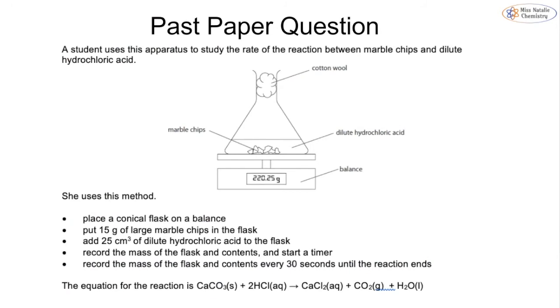So let's have a look at a past paper question for this. A student uses this particular apparatus to study the rate of reaction between marble chips and dilute hydrochloric acid. She uses the method where she puts a conical flask on the balance, adds 15 grams of large marble chips, 25 centimeters cubed of acid, records the mass, and then starts a timer, and then records the mass every 30 seconds until the reaction ends.